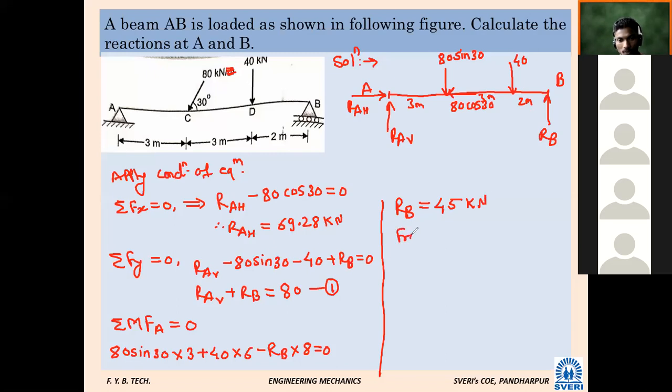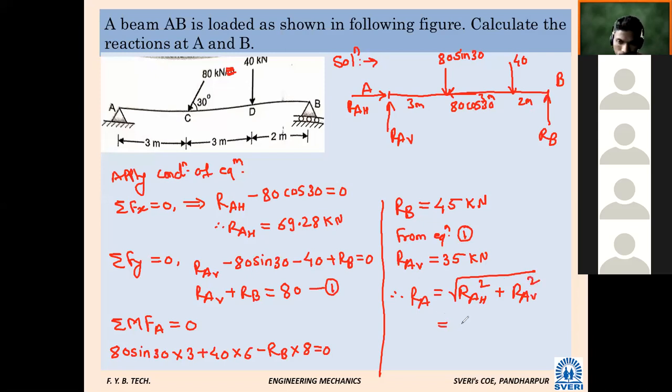From equation 1, what is the value of RAV? 35 kilonewton. Therefore, RA is equal to under root RAH square plus RAV square. What are this RAH and RAV? Horizontal and vertical component. Very good.